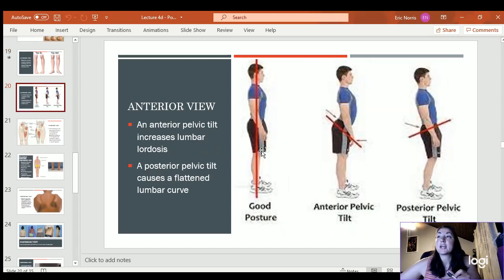Another thing you can look at from the anterior view, and of course we have it from the lateral view, which I actually prefer for this, is the amount of pelvic tilt. If they have an anterior pelvic tilt, it will increase lumbar lordosis, and a posterior pelvic tilt will decrease or make a flattened lumbar curve. So we'll sometimes call that flat back. So look at the tilt of the pelvis and try and get them in more of a neutral alignment for a proper posture.